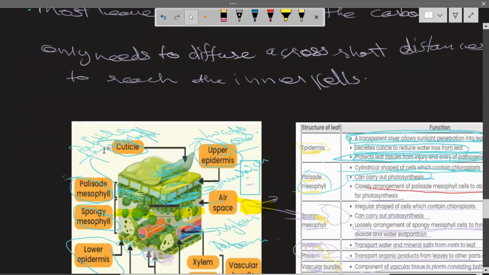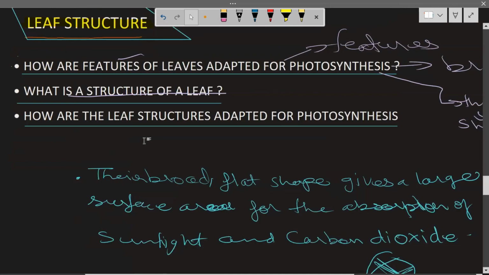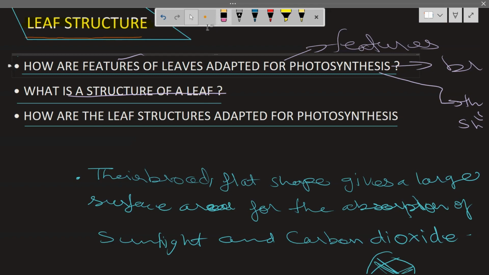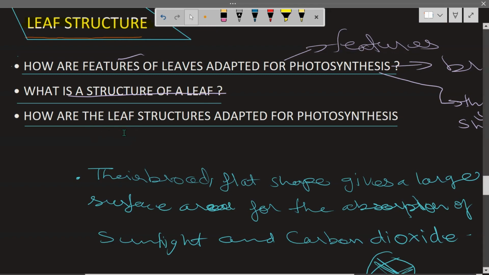So we have done this leaf structure, and we have almost done the unit of plant nutrition. Just one more lecture will be uploaded soon, inshallah, about the last thing to be covered in plant nutrition, which is mineral nutrition. It's just a small topic, maximum 2 to 3 minutes, or 4 or 5 minutes. It won't be a long video, inshallah.